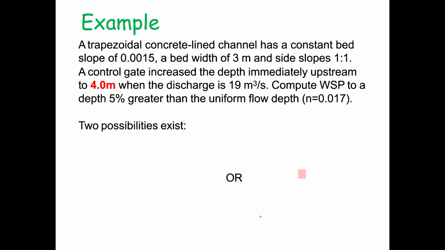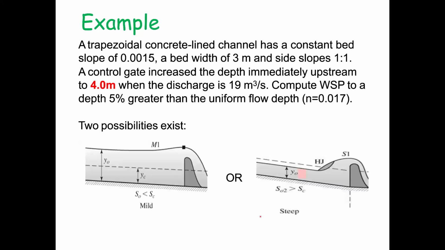Okay, the first example was the one that I solved in March 31st. You had an example, you have Manning, you have the bed slope. Bed slope is here. Bed width is 3 meters. Side slopes are 1 to 1, so it's a trapezoidal. And you have the discharge of 19, and it says water surface profile until you get 5% greater than the depth, and you have Manning n.